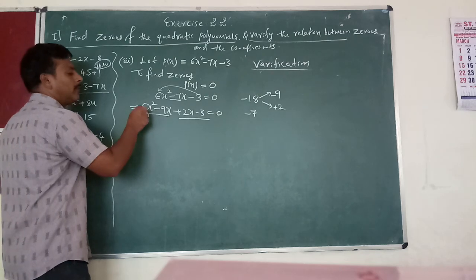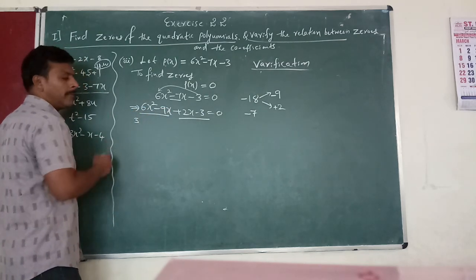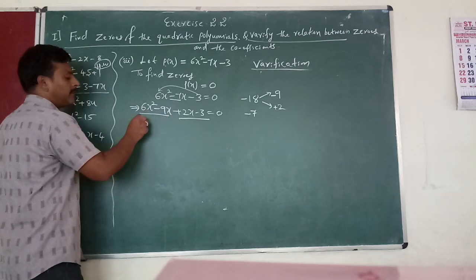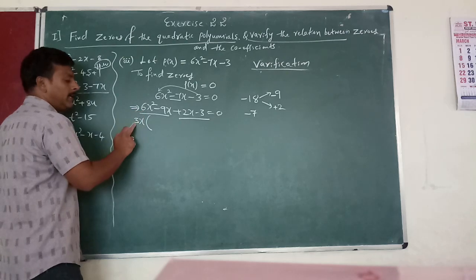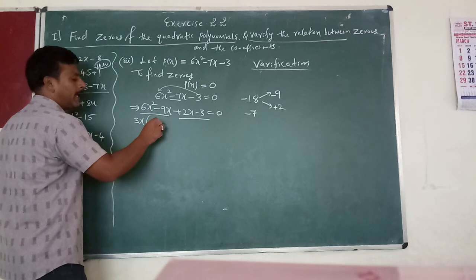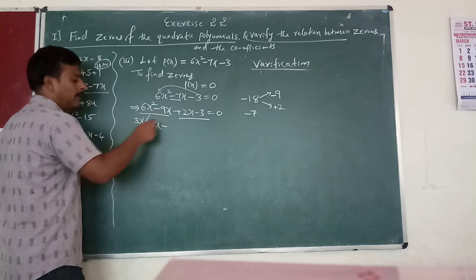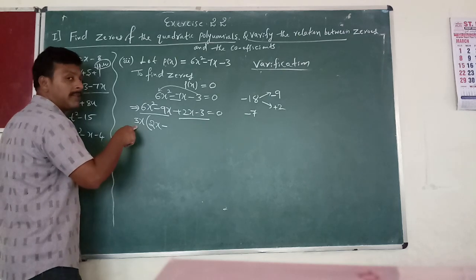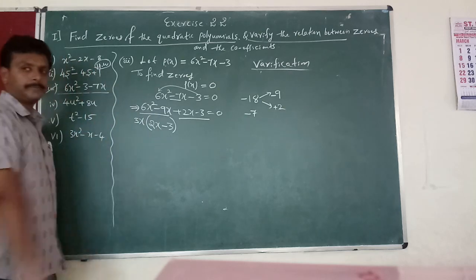What is common? 6 और 9 में table 3 is common. So take 3 common. X square and x. X is a common. So what comes here? 3 what's the 6? 3 2's are 6. Out of x square, one x is here, another x remains inside. Next what sign here? Minus. Now ask 3 what's are 9? 3 3's are 9. So bracket close because x is outside.